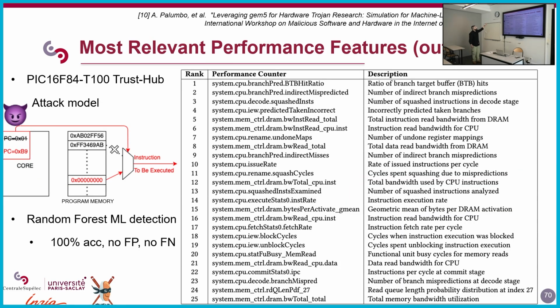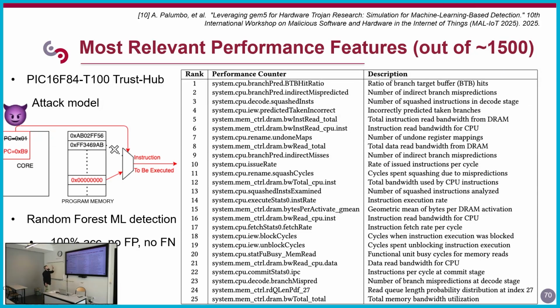In this scenario, we were implementing this attack model taken from TrustHub: an attacker who is able to push an instruction which does not belong to the program. Those were the most important 25 features. Again, perfect accuracy. Of course, we are looking at so many performance counters.